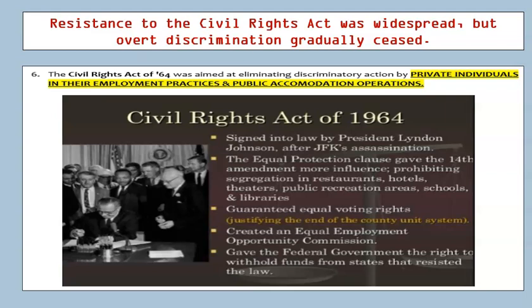It guaranteed equal voting rights. It also created the Equal Employment Opportunity Commission, otherwise known as the EEOC. And with that, you had government agency employees gaining the right to sue their employer, also part of their government, if they believed that they were guilty of committing a discriminatory act against them. So they would file suit, and then they would go before the Equal Employment Opportunity Commission, and they would make a determination as to whether or not discrimination had occurred. And finally, it gave the federal government the right to withhold funds from states that resisted the law.